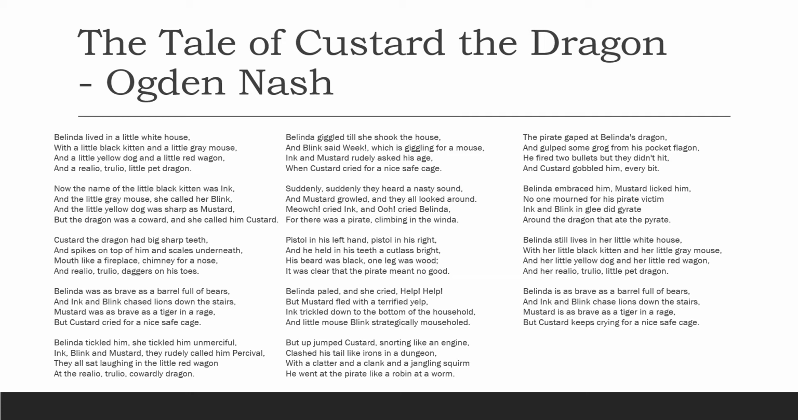Belinda still lives in her little white house, with her little black kitten and her little gray mouse, and her little yellow dog and her little red wagon, and her realio trulio, little pet dragon. Belinda is as brave as a barrel full of bears, and Ink and Blink chase lions down the stairs. Mustard is as brave as a tiger in a rage, but Custard keeps crying for a nice, safe cage.